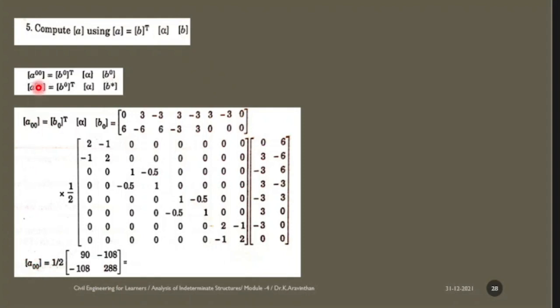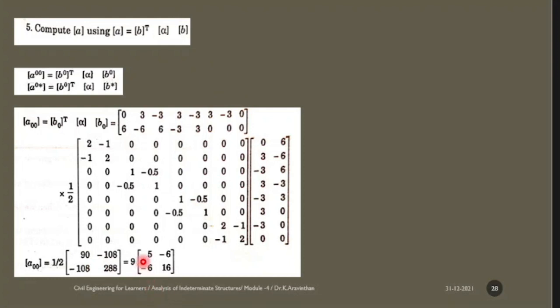You need A naught inverse for further process. How to make the inverse? Interchange the components, that is you will be getting 288 and 90. You have to interchange these values, and change the sign of these two values. That is, if it is minus 108, you can change it to plus 108 and plus 108.